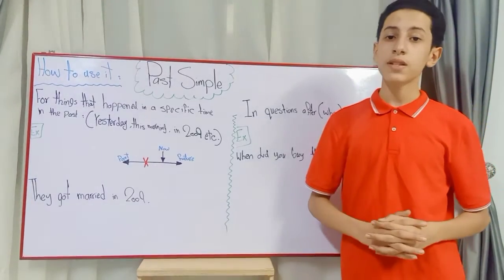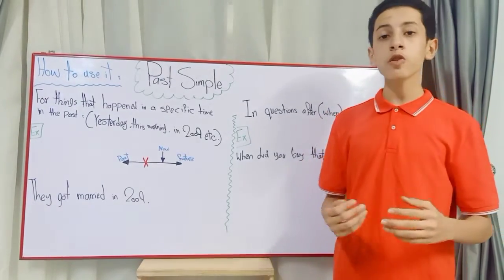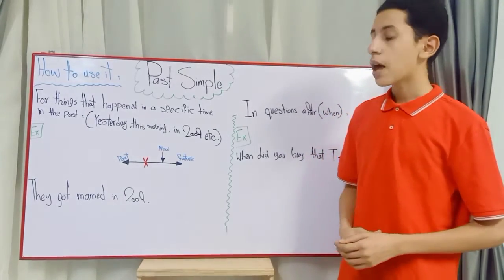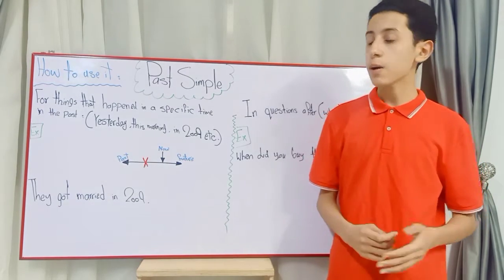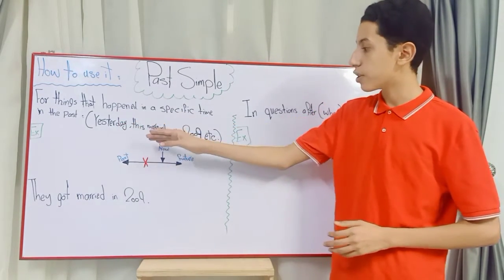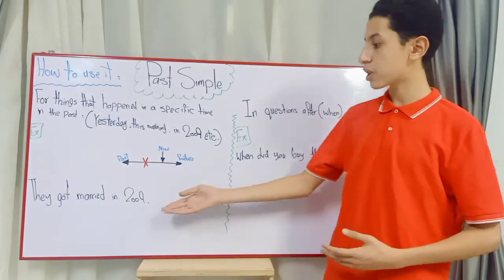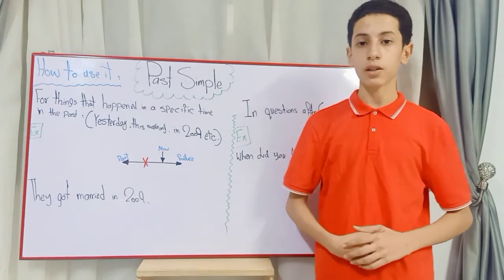Okay, so now let's see when to use the past simple tense. So we use it for things that happen at a specific time in the past. And in that case, we use time phrases. For example, yesterday, this morning, in 2009, etc. And for example, they got married in 2009.